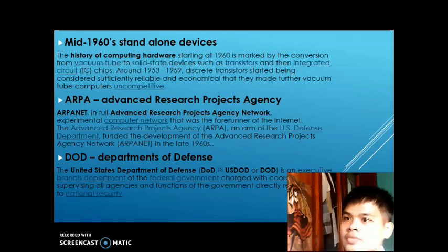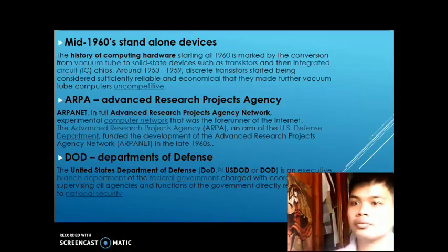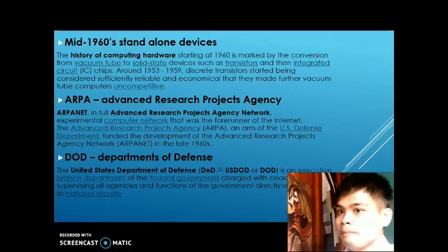The United States Department of Defense, DoD, or US DoD, is an executive branch department of the federal government charged with coordinating and supervising all agencies and functions of the government directly related to national security.